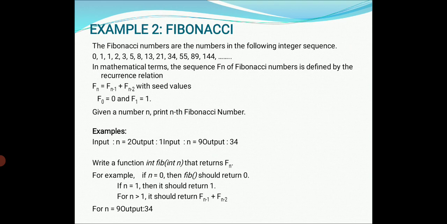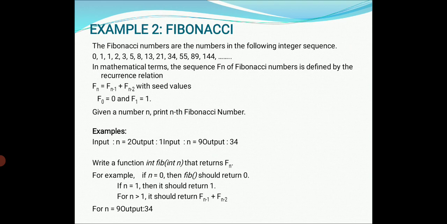For example, the first element is 0, the second element is 1. 0 plus 1, the next element will be 1. Then the first element is 1, the second element is 1. 1 plus 1 is 2. Then the first element is 1, the second element is 2. 1 plus 2 is 3. Then the first element is 2, the second element is 3, and the next element is 5. Like that, the Fibonacci numbers are sequenced.